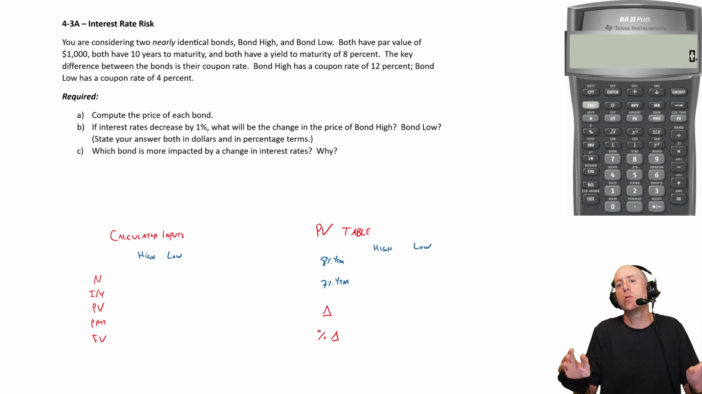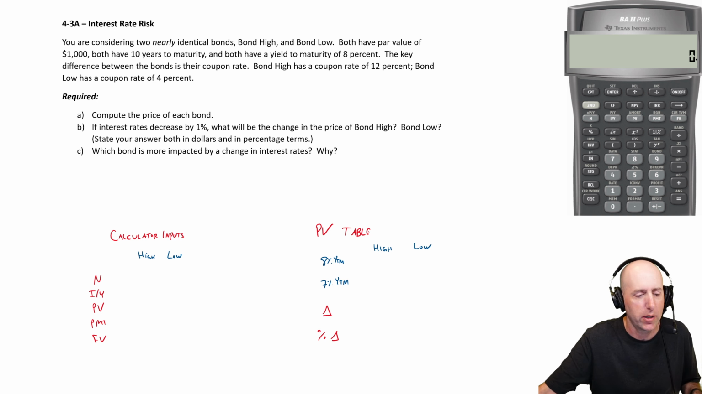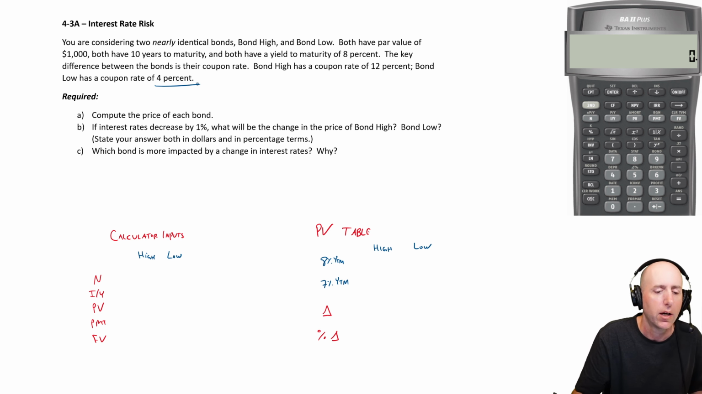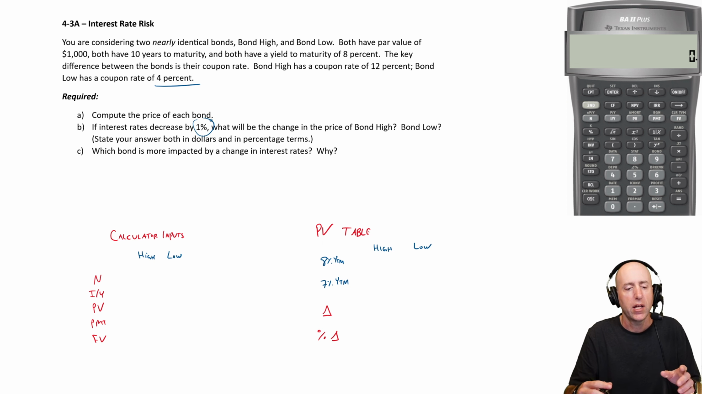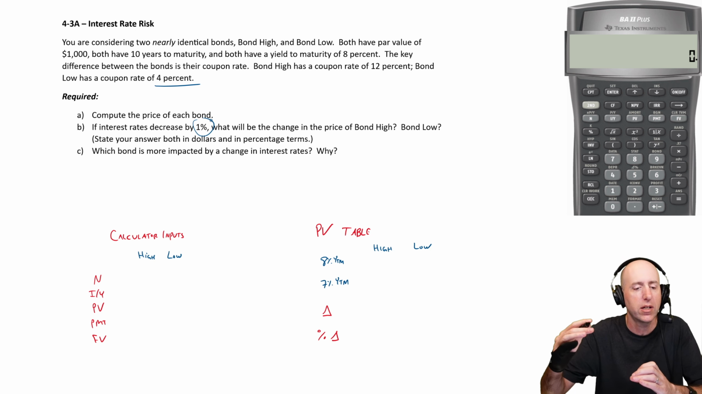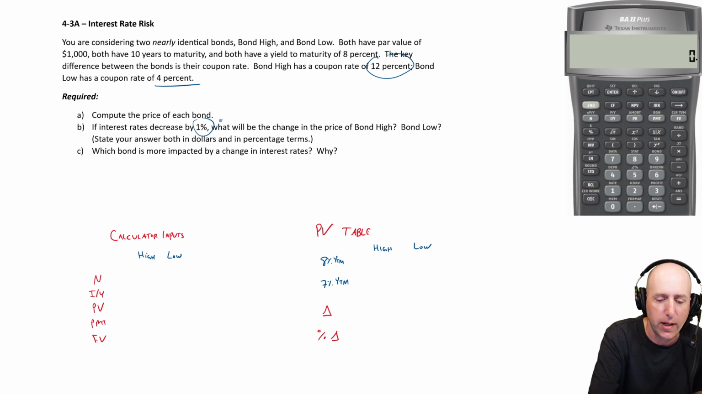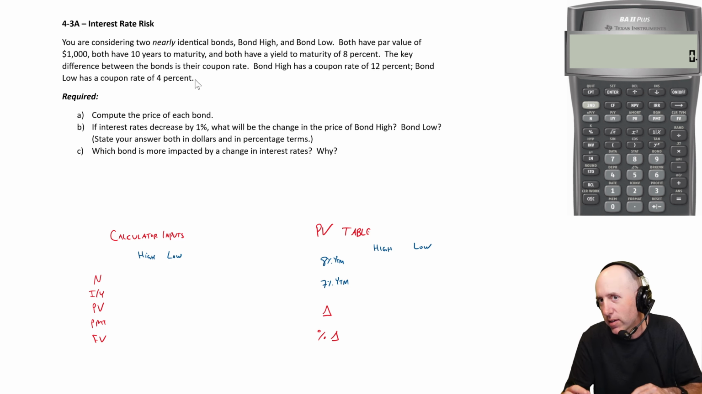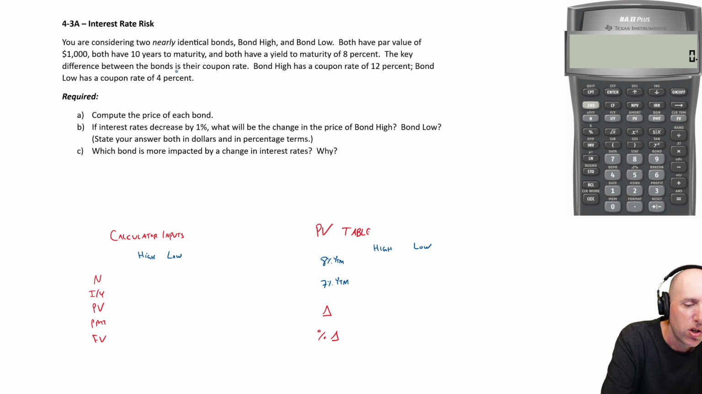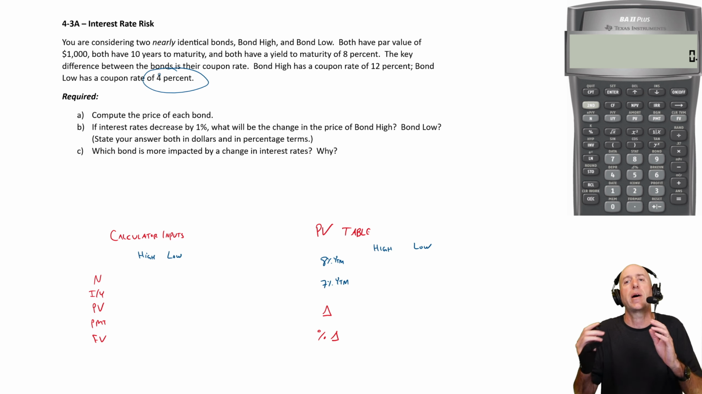Now, here's what your intuition should say. If I have a bond that's paying 4% interest, and rates in the market go up by 1%, that's very significant for a low rate bond. A fluctuation in interest is a big chunk of it. If my bond is 12%, a 1% fluctuation is not as significant. So my hypothesis that we're going to put to the test is the lower coupon rate bond will be more profoundly affected by the change in interest rates.